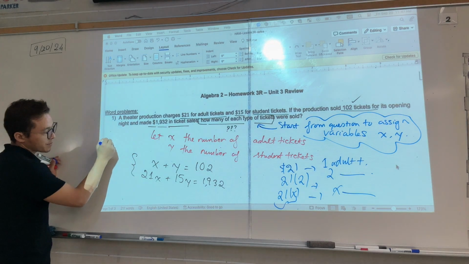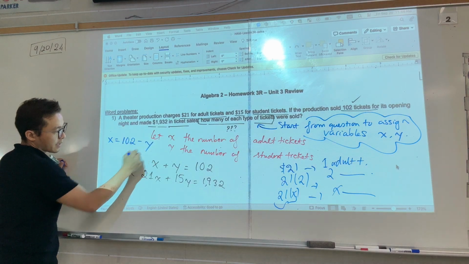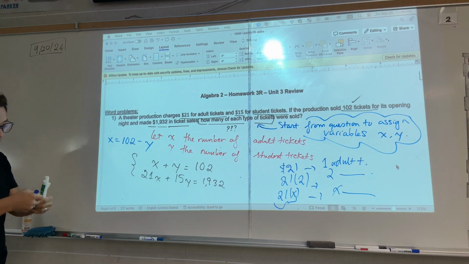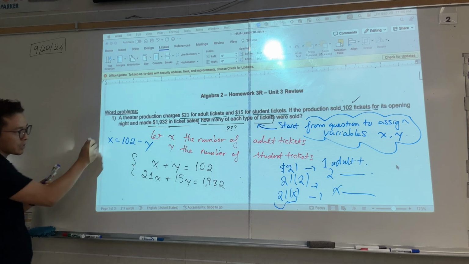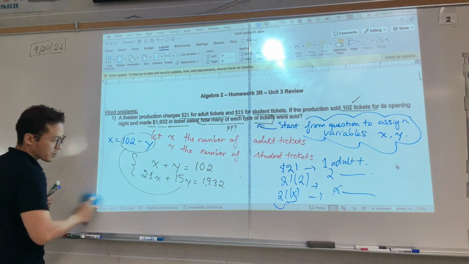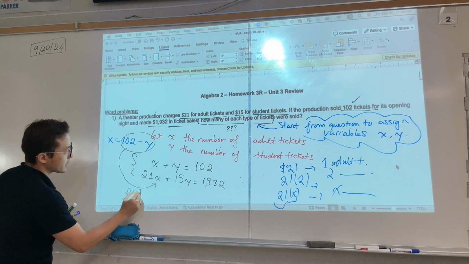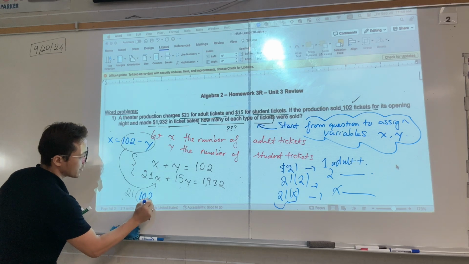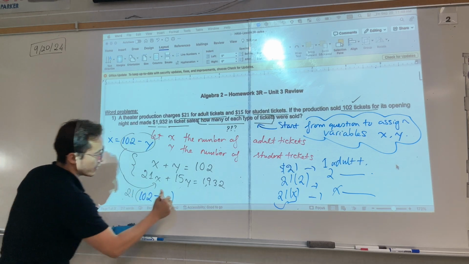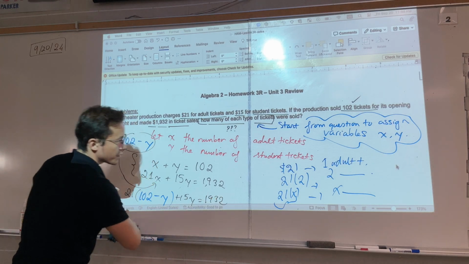I will use substitution, okay? Because this number is kind of big. We're going to multiply, and I want to avoid making a mistake by using big numbers. So I'm going to substitute 102 minus y into the x right here. Okay. So 21 times (102 minus y) plus 15y equals 1932.